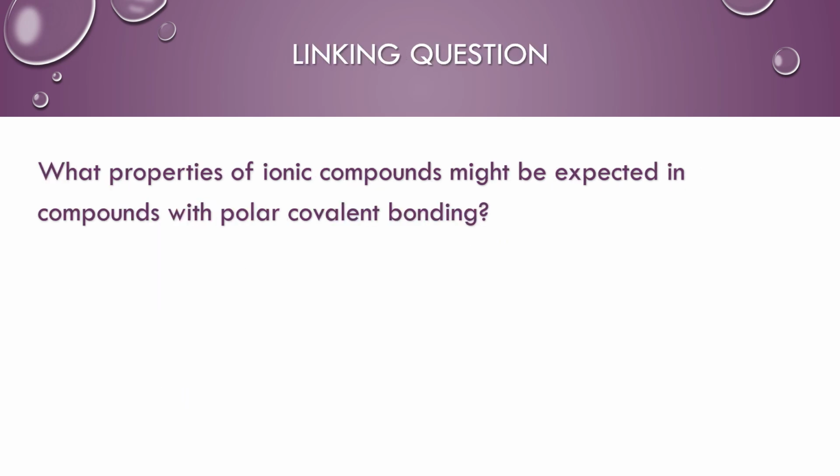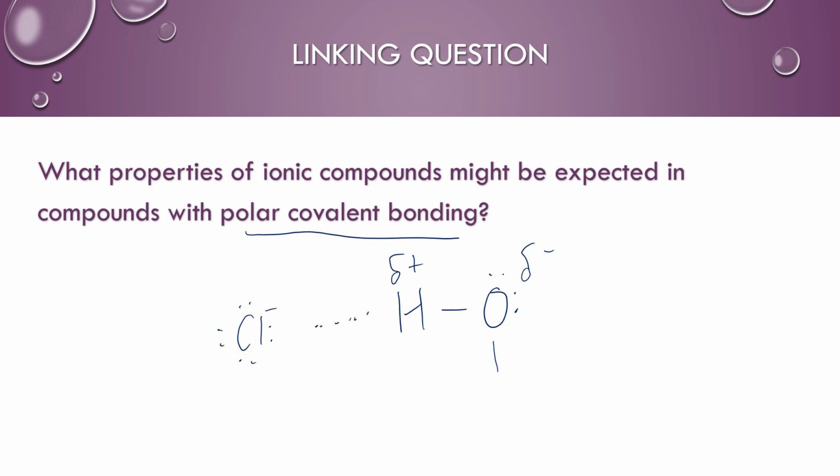Right, so this links to some of our bonding sections. So what properties of ionic compounds might be expected in compounds with polar covalent bonding? If you have polar covalent bonding, like my HO bond, and typically it's going to form at least one other bond, but you have a slightly positive charge on the hydrogen and a slightly negative charge on the oxygen. That is an uneven sharing of electrons. Well, this is going to be able to interact with, say, negatively charged ions. So polar compounds can dissolve ionic compounds.